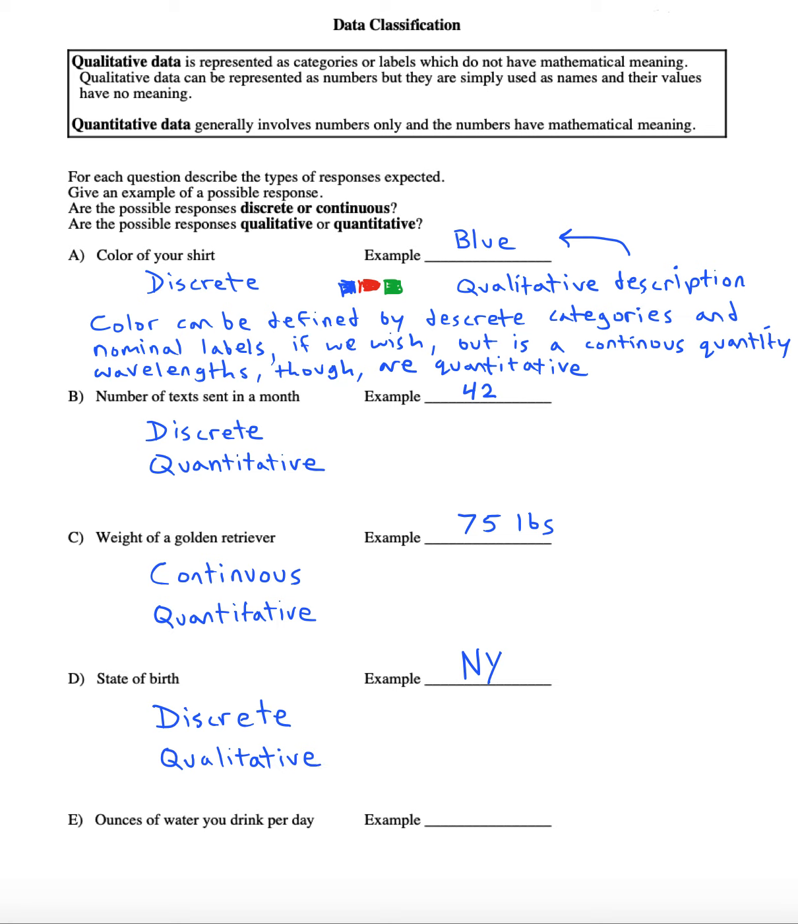How about the ounces of water that you drink per day? Let's say 115 ounces. It is going to be continuous because the volume you drink could be any real number. And also, this is quantitative.